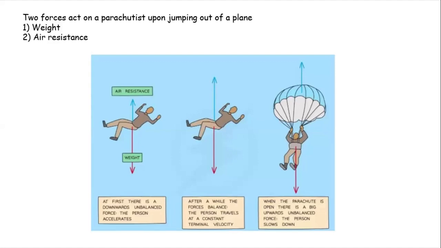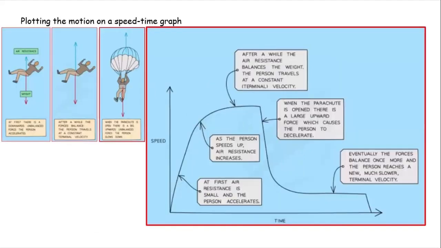We can see the two forces that act on a parachutist upon jumping out of a plane. One force is weight, the other force is air resistance. At first, there is a downwards unbalanced force, so the person accelerates. After a while, the forces balance, and the person travels at constant terminal velocity. The third part: when the parachute is open, there is a big upward unbalanced force, and the person slows down, decelerating. Now we'll see the plotting of motion on a speed-time graph.